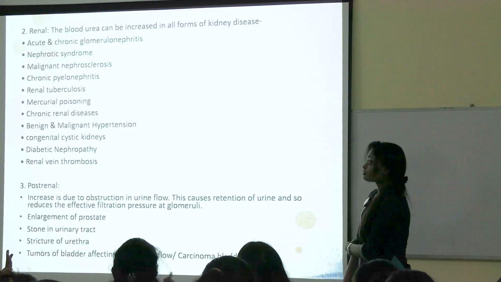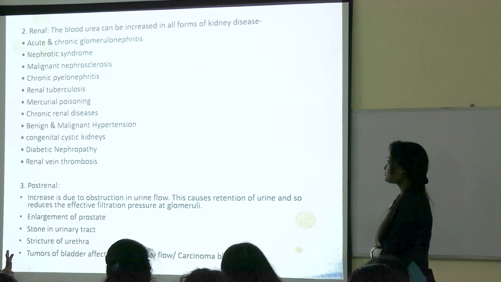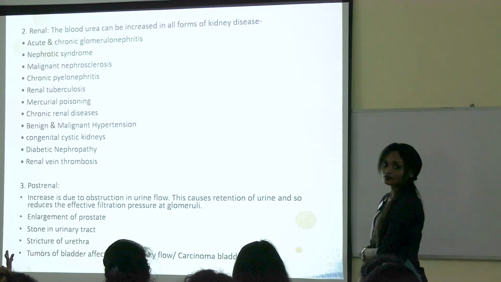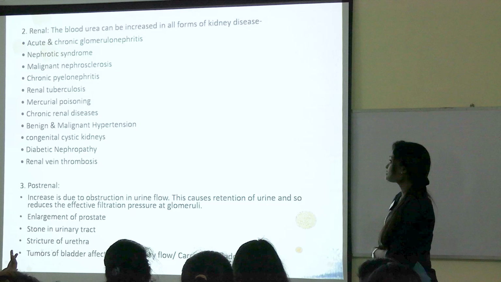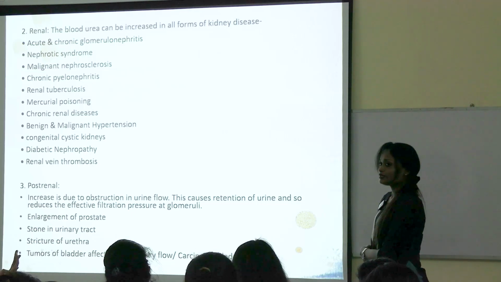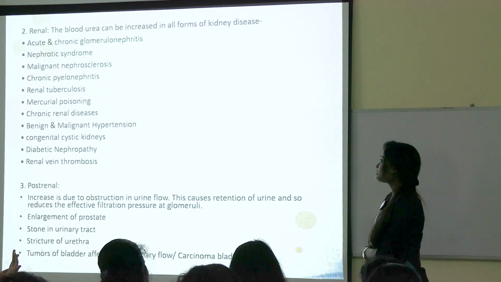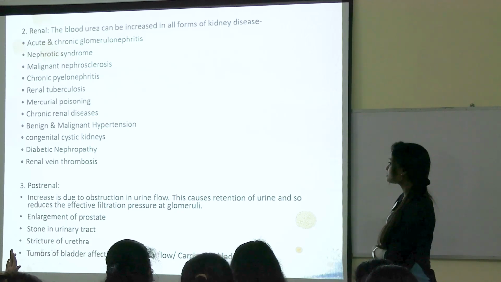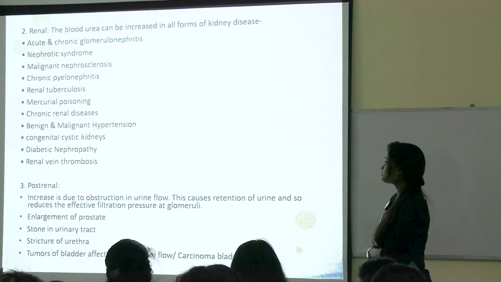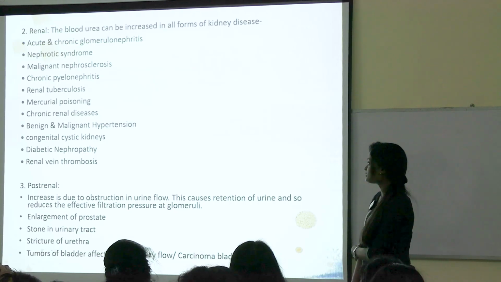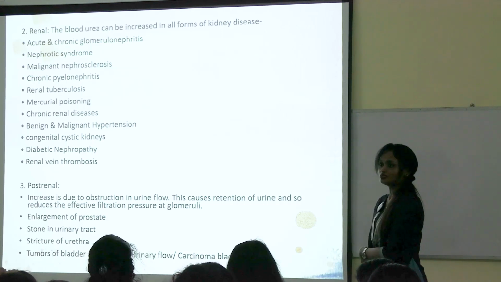Then what are the renal causes? The blood urea can be increased in all forms of kidney disease: acute and chronic glomerulonephritis, nephrotic syndrome, malignant nephrosclerosis, chronic pyelonephritis, renal tuberculosis, mercurial poisoning, chronic renal diseases, benign and malignant hypertension, congenital cystic kidneys, diabetic nephropathy and renal vein thrombosis.